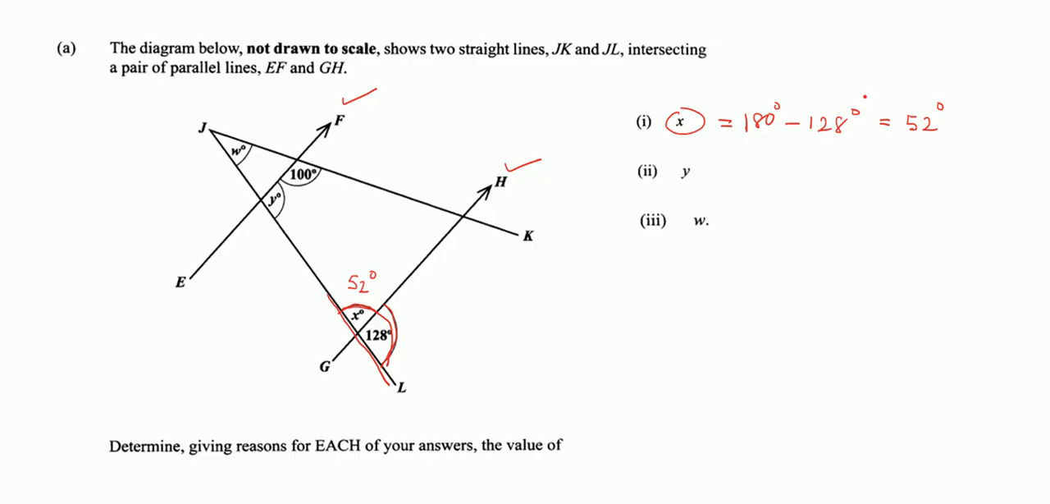Now I need to find y. EF, that is this, and GH are parallel lines. And we have JL, which is this line here. Now, y is a corresponding angle to 128. So therefore, y is also equal to 128 degrees, and that is because they are corresponding angles.